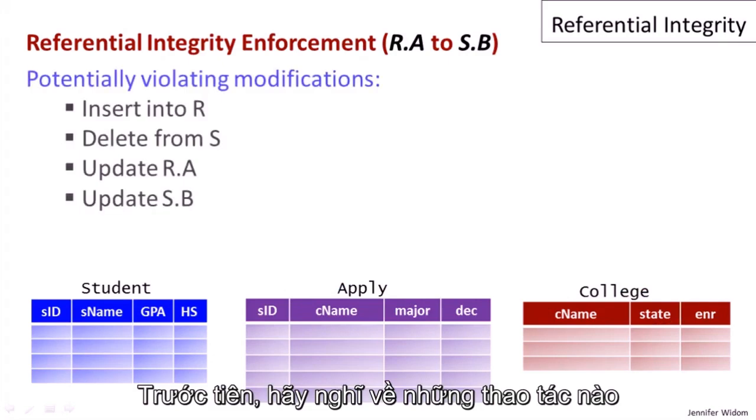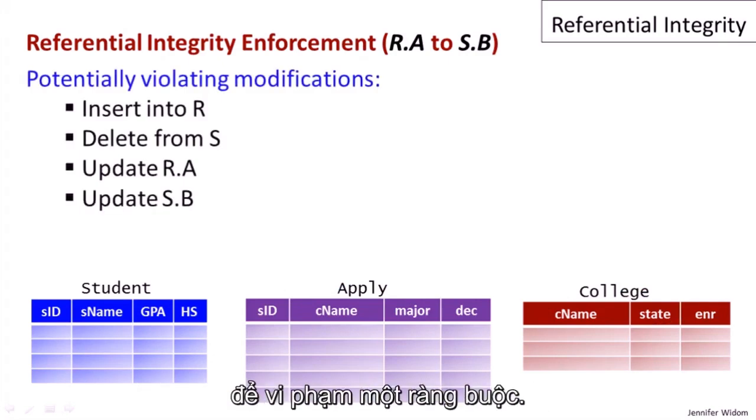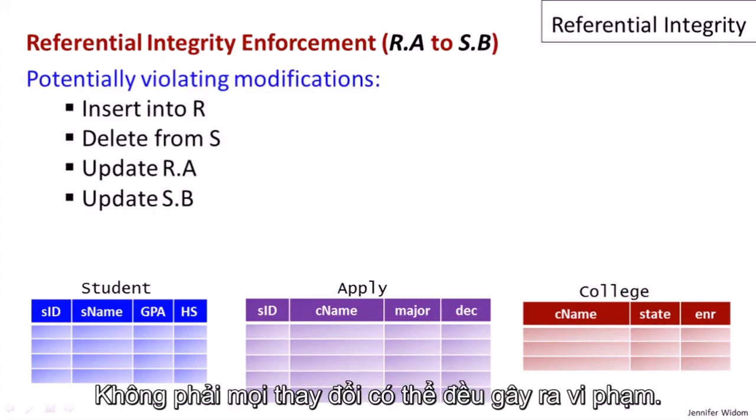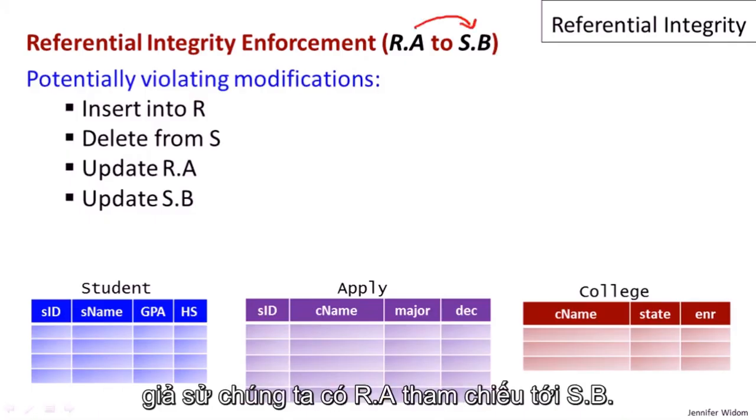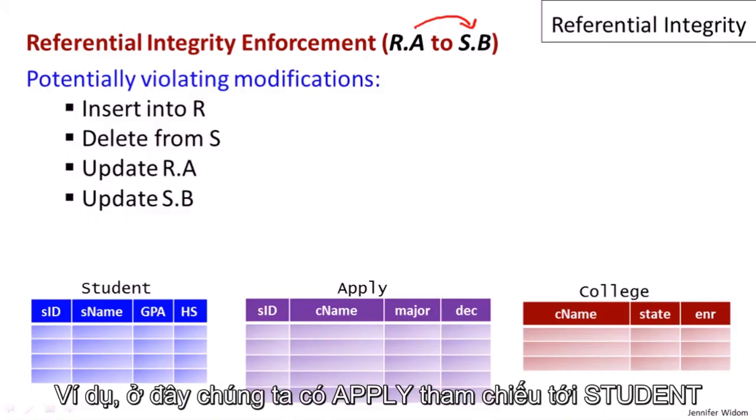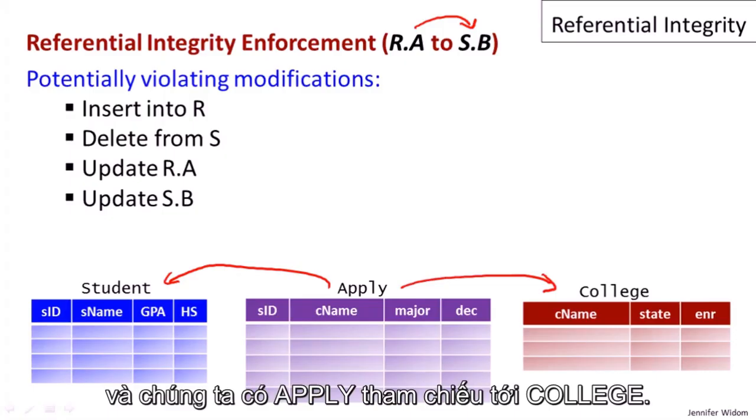First, let's think about what operations can occur to the database to violate a constraint. It's not every possible modification. So again, let's suppose we have r.a referencing s.b. For example, here we have apply referencing student and we have apply referencing college.